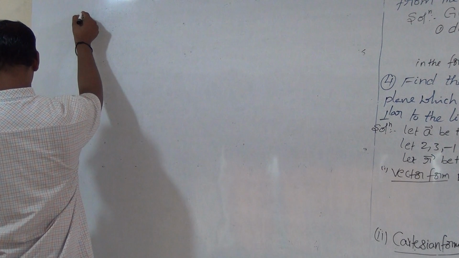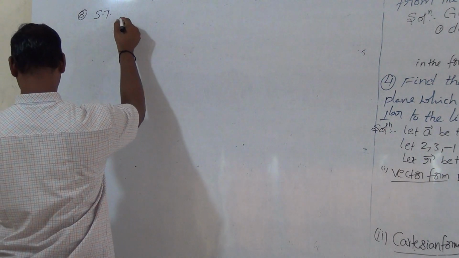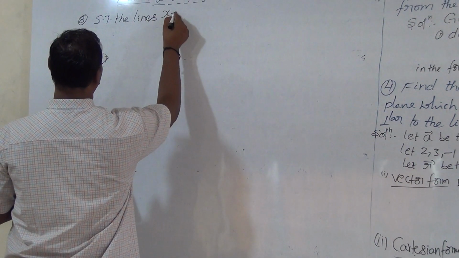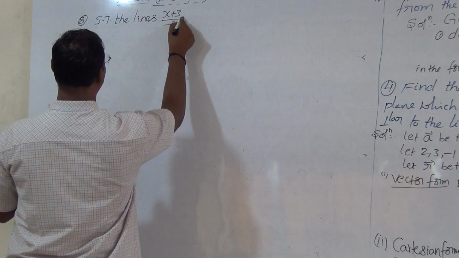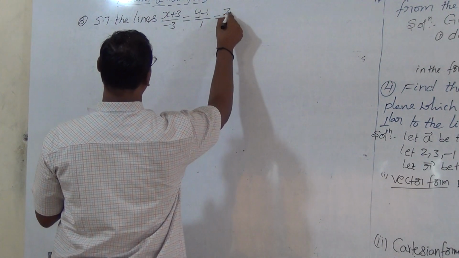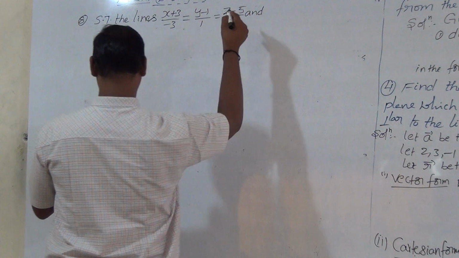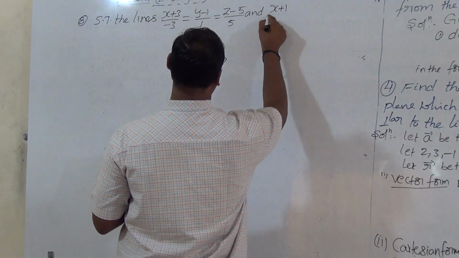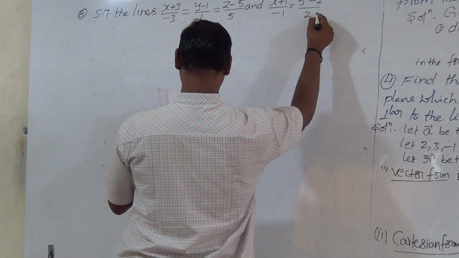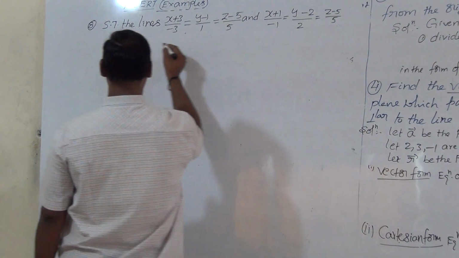Take the problem, question number 8. Already the 7th one was given. The 8th one: show that the lines (x plus 3)/(minus 3) equals (y minus 1)/1 equals (z minus 5)/5, and (x plus 1)/(minus 1) equals (y minus 2)/2 equals (z minus 5)/5 are coplanar.